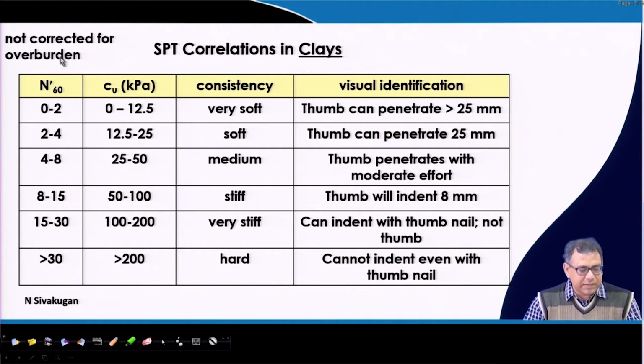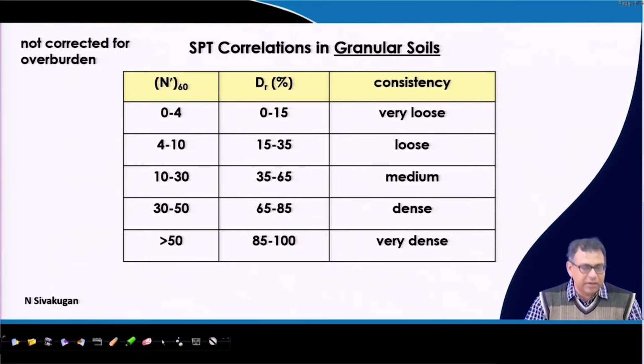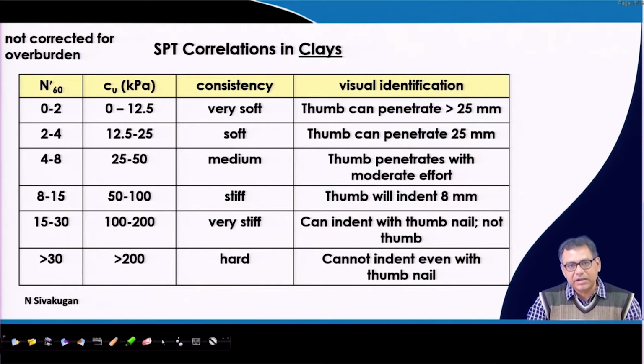But remember that sometimes these correlations are based on the measured N value, sometimes on the corrected N value, and sometimes some corrections have to be applied and some not. So, you have to be very careful about when to use the corrected N value and when to use the measured N value. For example, this is N'60, but here the overburden correction is not applied. So, this correlation is based on that.